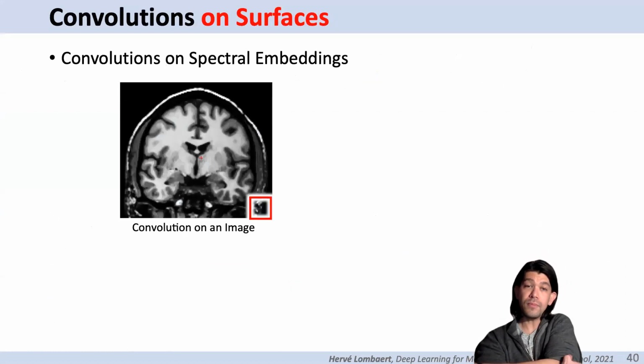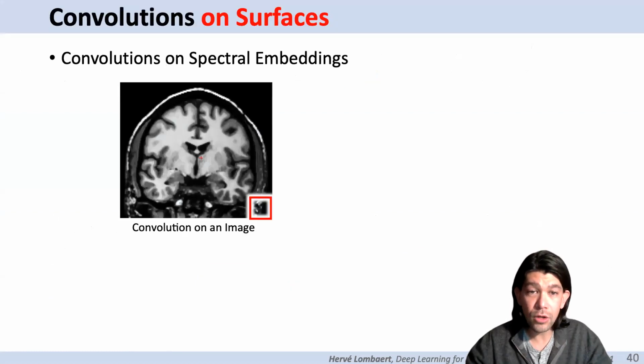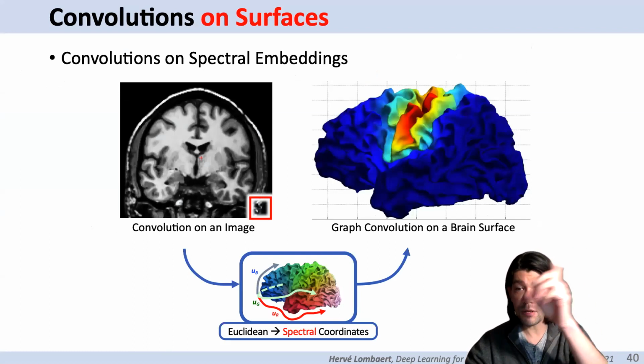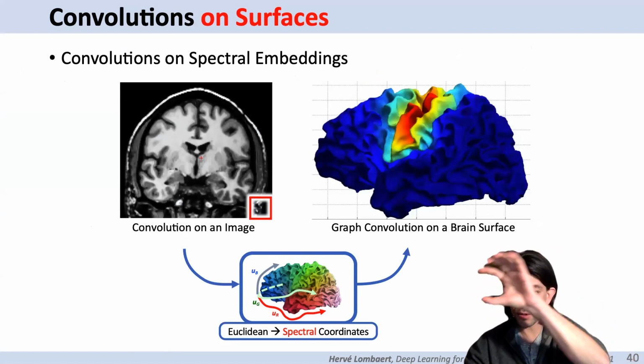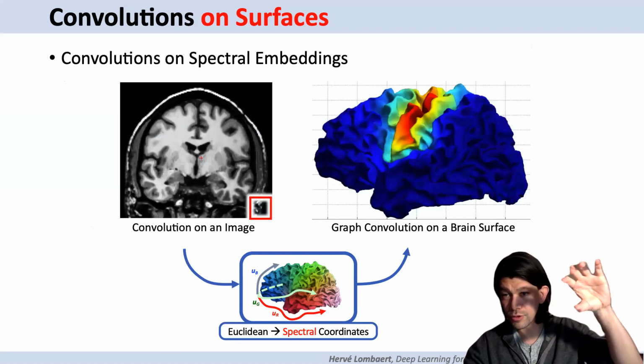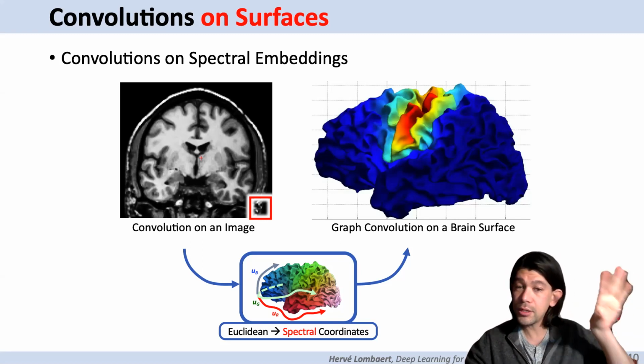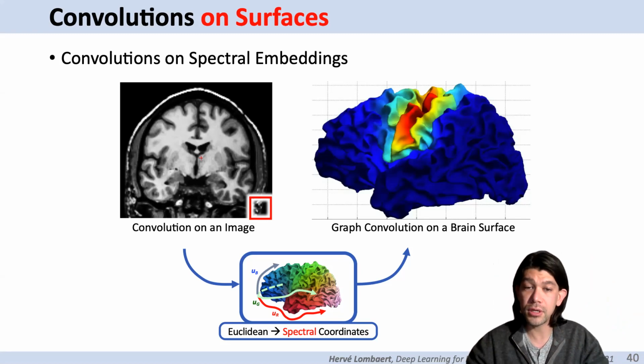So if we remind ourselves, how do you do convolutions on an image? That's fine. The general idea here is if you want to move them onto a surface, here would have been a video of a kernel response moving around the brain. The whole general idea is to move away from Euclidean coordinates and move towards spectral coordinates, so shape coordinates.